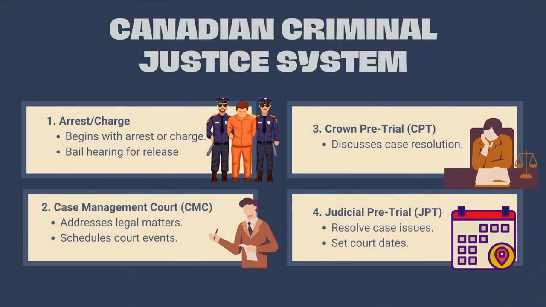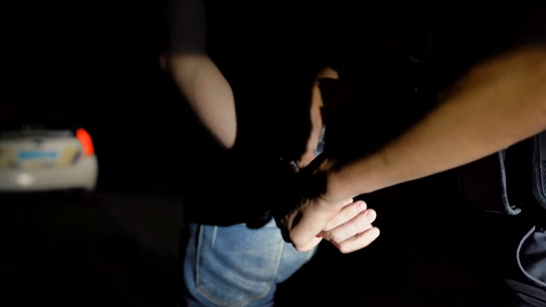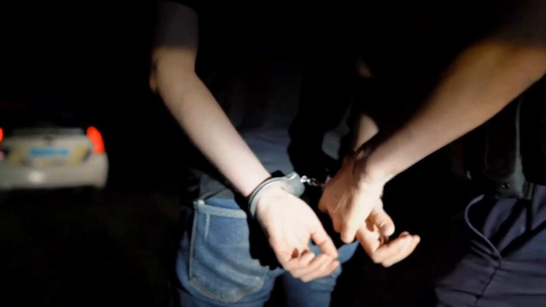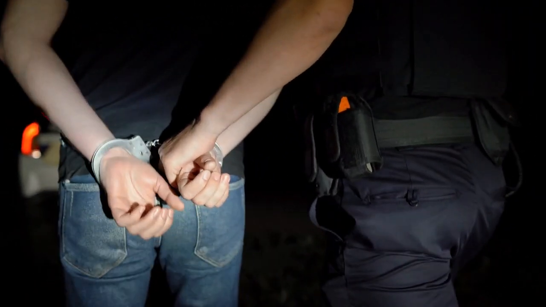Let's take a closer look at the step-by-step journey through the Canadian criminal justice system. Your journey through the Canadian criminal justice system starts when someone is arrested or charged with a crime. It can happen when they get a notice to appear in court or when they are taken into custody.